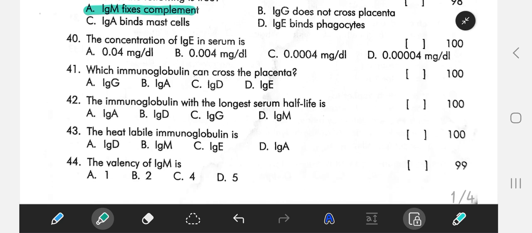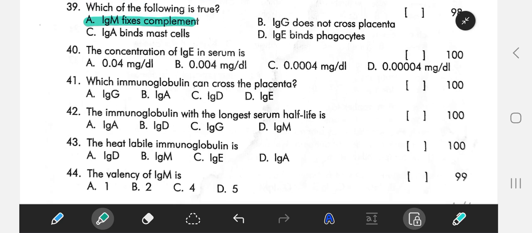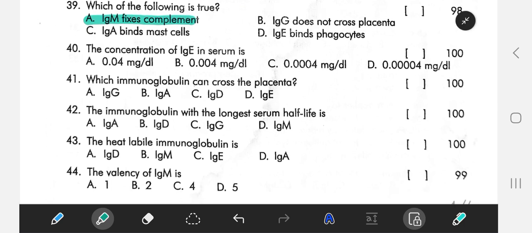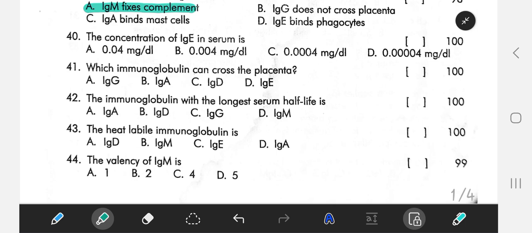Question number 40. The concentration of immunoglobulin E in serum is A. 0.04 mg per dl, B. 0.004 mg per dl, C. 0.0004 mg per dl, D. 0.00004 mg per dl. Answer is D.